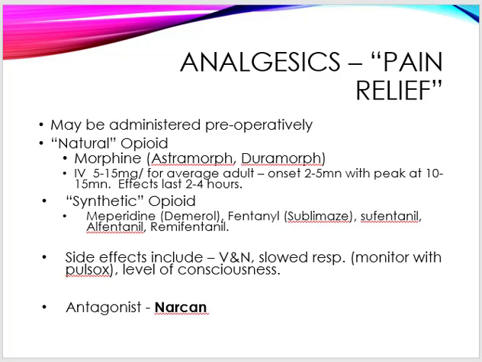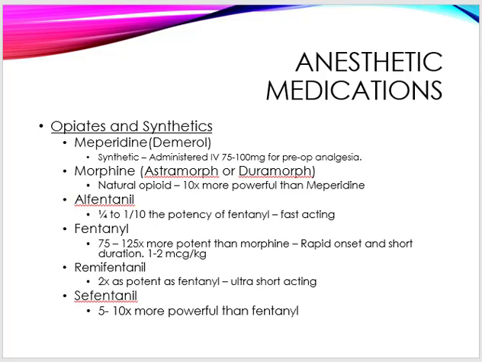The antagonist for opioid medications is called Narcan. We've learned about that in a previous unit as well. So I wanted to go a little bit further into opioids and those synthetic opioids that I mentioned on the last slide. From least to most potent, this is a list of common opiates, both natural and synthetic. And you can see from this list that they vary quite a bit in potency. All of them can cause respiratory depression.